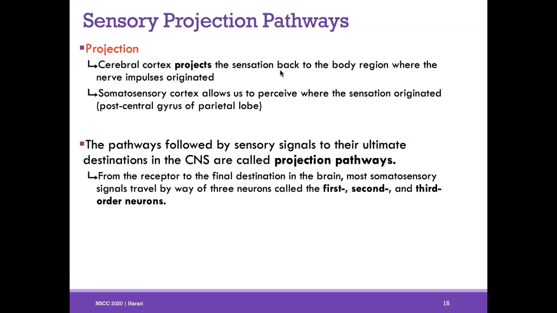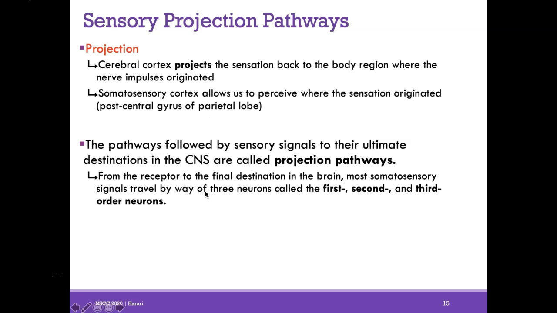So we have a specific region of our parietal lobe that's responsible for our left finger, for example. So when we press our left finger down, that message is being sent to the specific location in our postcentral gyrus of our parietal lobe that's responsible for our left finger. And then when that part of the brain gets activated, it gets projected back to our left finger, so we feel it in our left finger. It's a little complicated, but this idea of projection is that the somatosensory cortex allows us to perceive where the sensation originates, and the cerebral cortex will project that sensation back to where it originated.